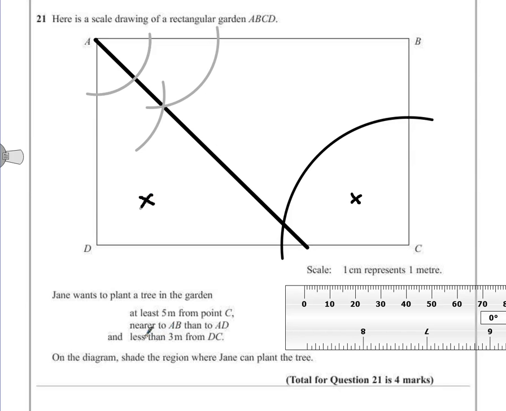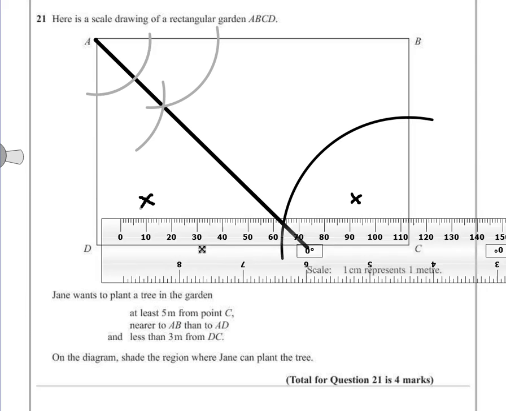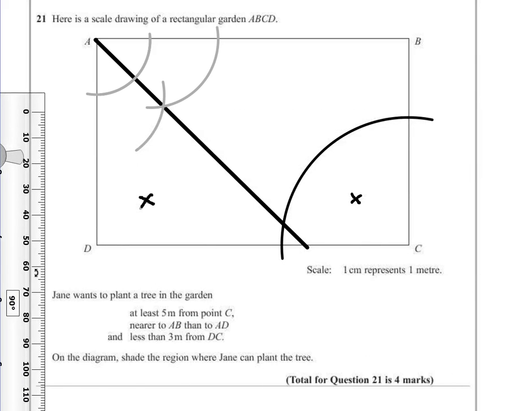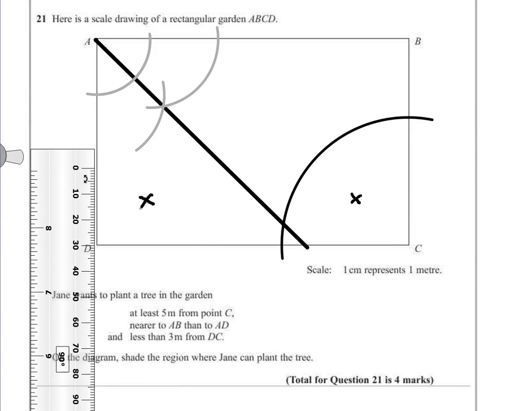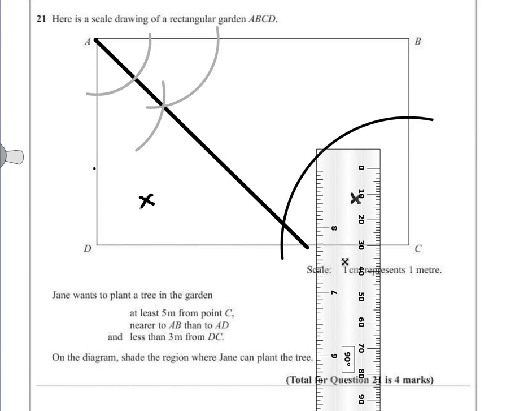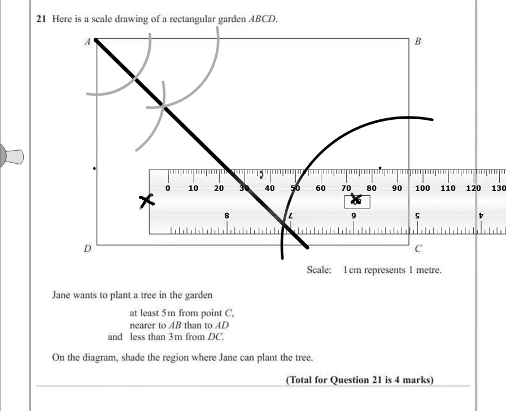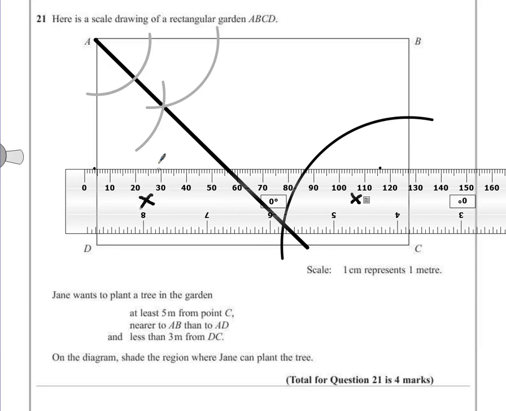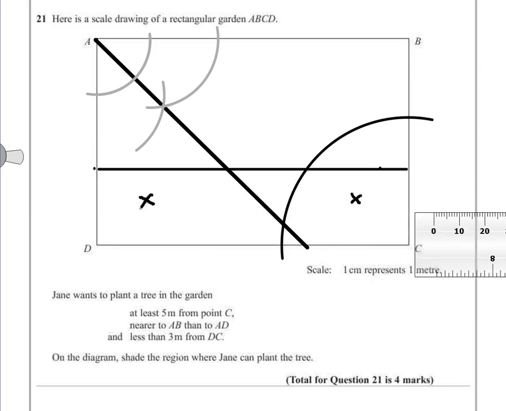Now the final rule said must be less than 3 metres from DC. So this is a point where you can just use your ruler to measure 3 metres, or in our case 3 centimetres, across from the line DC. So DC is the line created between points D and C. Just a couple of points to make sure that we've made our measurements. Put the ruler across and draw our construction line right across to show all the points which are 3 metres from DC.